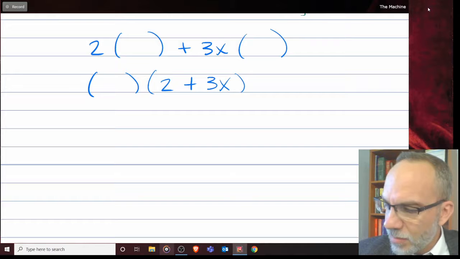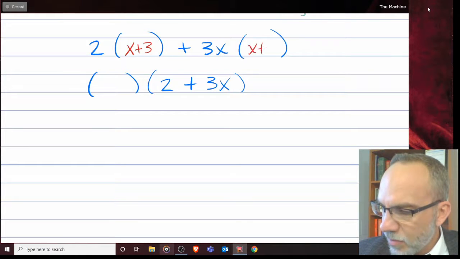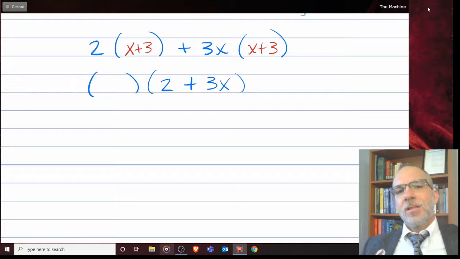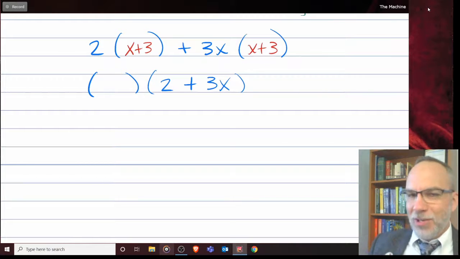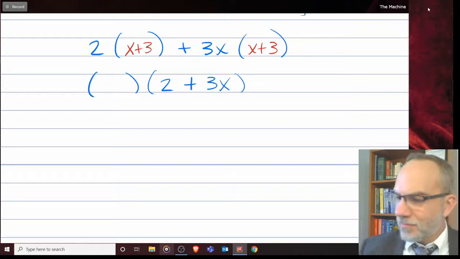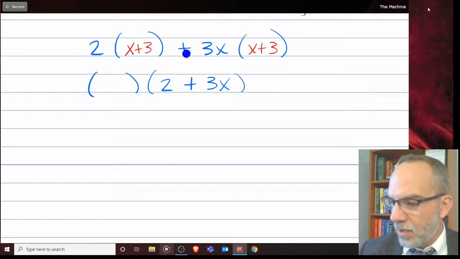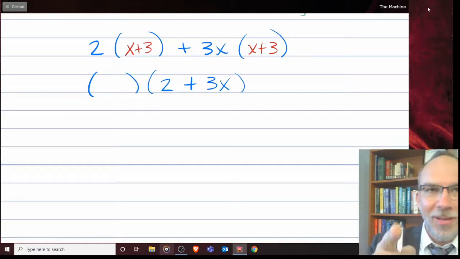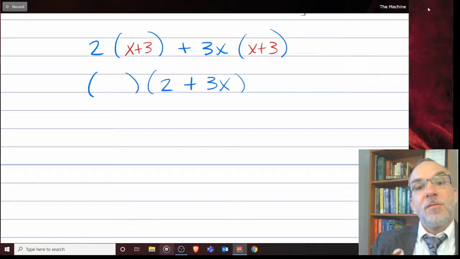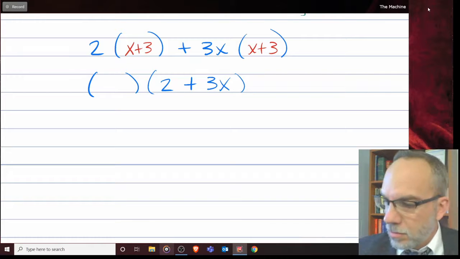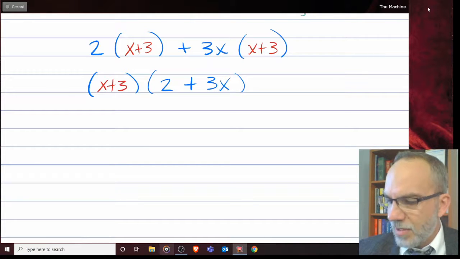What if I had not just a monomial, but a binomial, x plus 3 in that position and an x plus 3 in that position? Does that change how I'm factoring? Not really. I've got a term here that's got an x plus 3 as a factor, and then I've got another term here that's got an x plus 3 as a factor. They both share the x plus 3. X plus 3 is a common factor, so factor it out. So it just becomes x plus 3 out there.